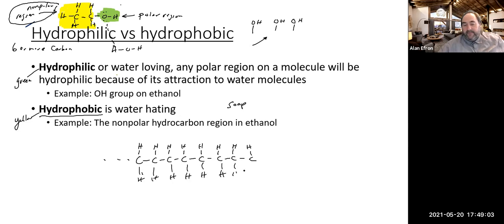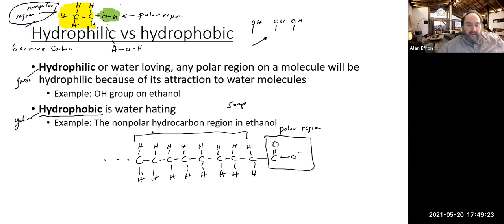Kind of wish I didn't draw so many carbons there. And it also will have this polar part, which is sometimes referred to as the polar head. This has what is sometimes referred to as a carboxylic acid type group. This is the polar region of soap. And this is the non-polar region of something like soap.